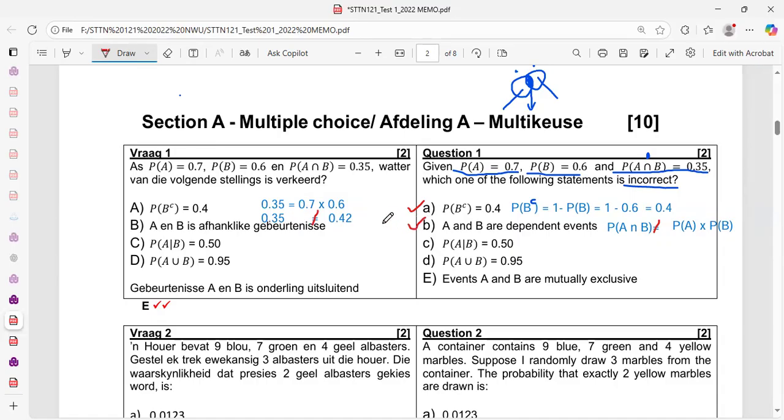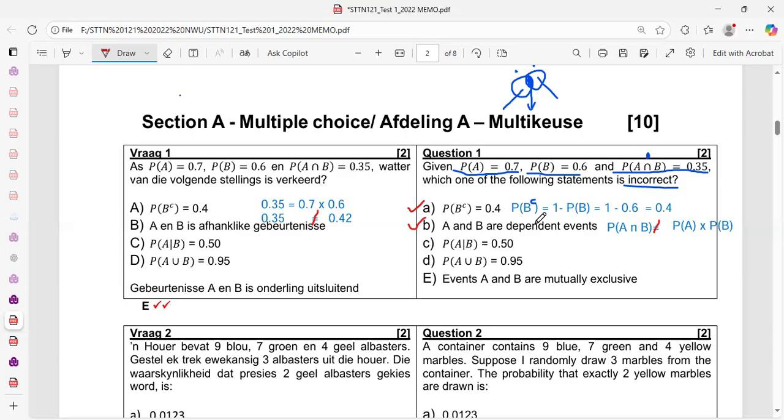What if there was a statement where they say events A and B are independent? It means that the probability of A and B must be equal to the probability of A multiplied by the probability of B. Here it was 0.35, and when we multiply we would also get 0.35, which means A and B are independent. But in this case they are not equal, 0.35 cannot be equal to 0.42. Therefore, events A and B are dependent. So that statement is correct.